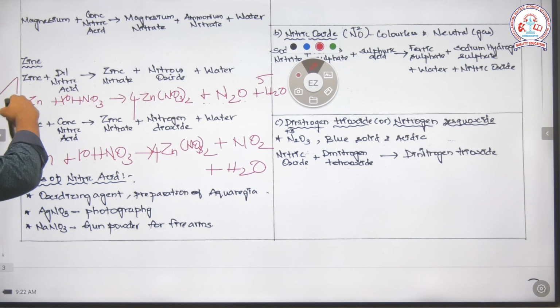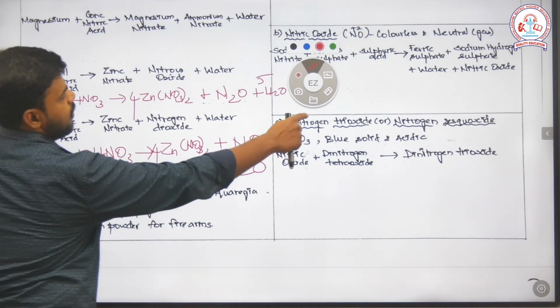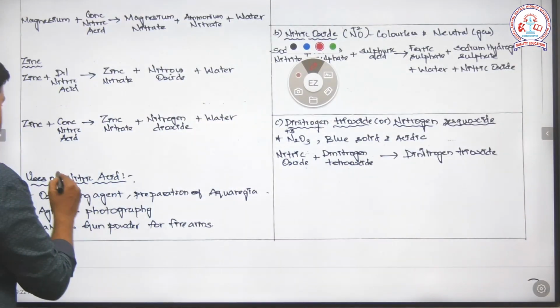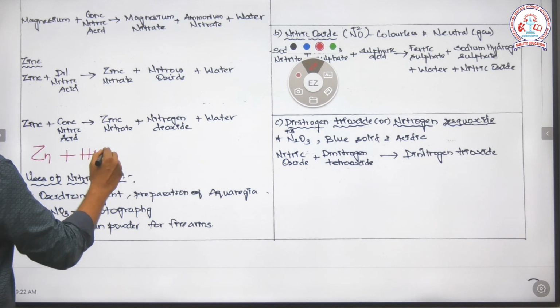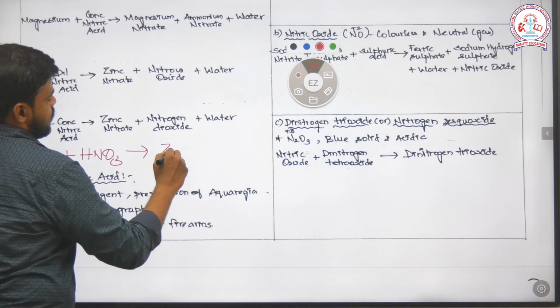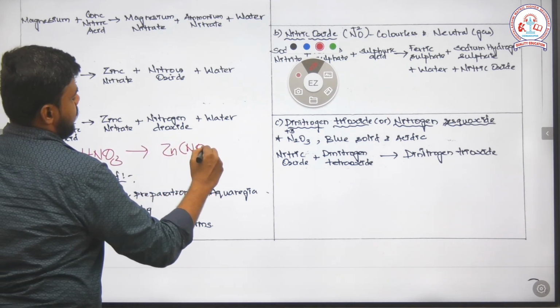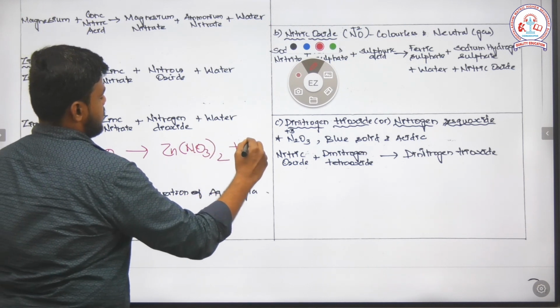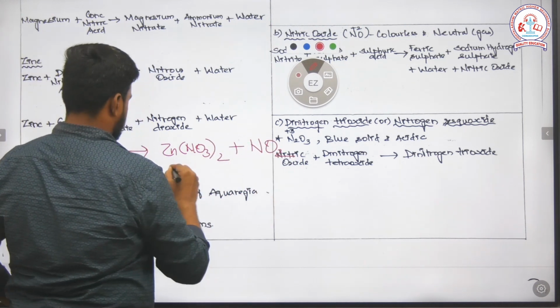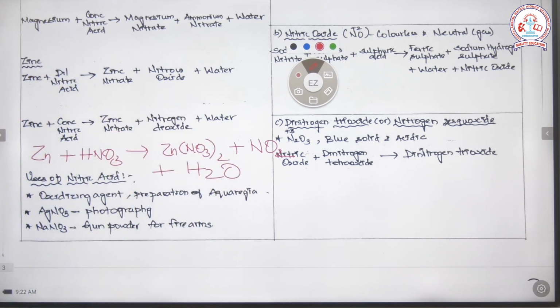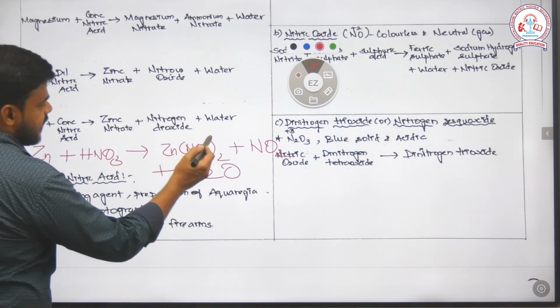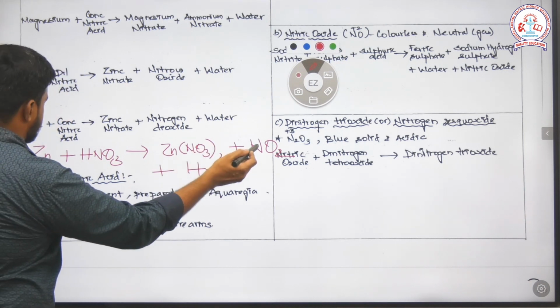The equation is balanced. This is fine. So this one you need to check. It is not in the ratio of 4:10. Instead, zinc reacts with the concentrated nitric acid, zinc nitrate plus nitrogen dioxide plus water. So nitrogen here it becomes as 2 here, 2 plus 1, 3.